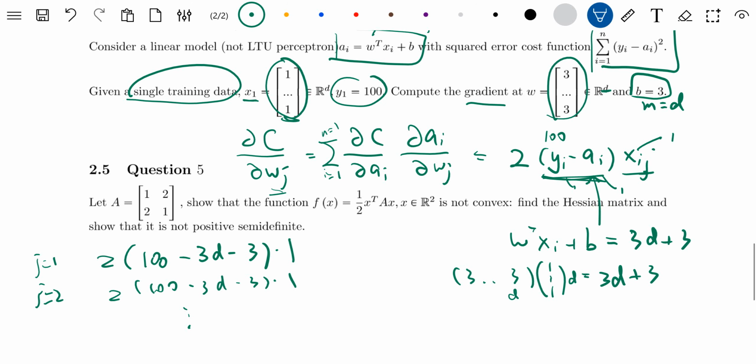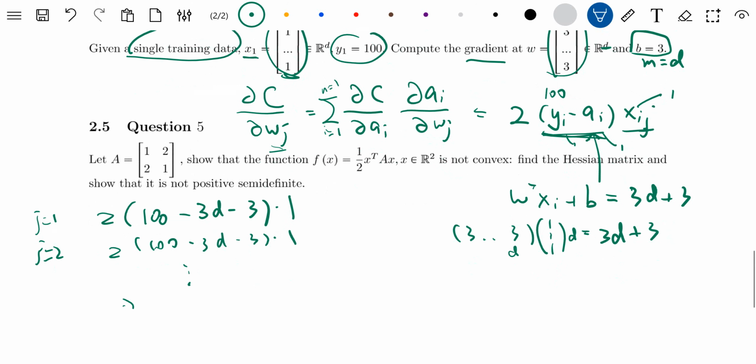and so on. So basically, if you combine them, the gradient, so it should be written as the gradient of c with respect to w, is just a vector of the same thing repeated. So let's just write 100 minus 3d minus 3 times 1, 1, 1, 1, 1.